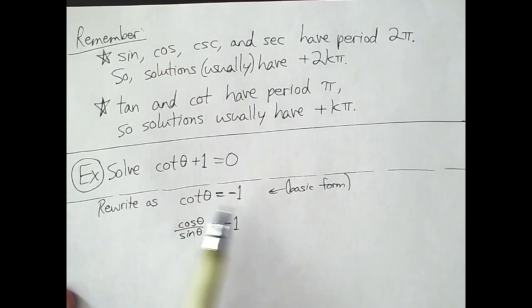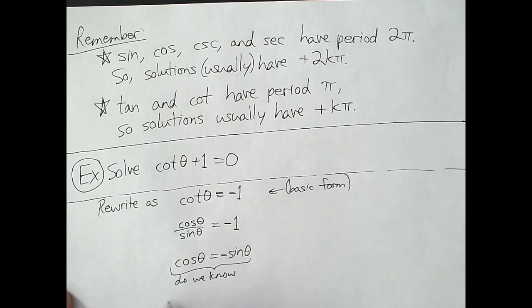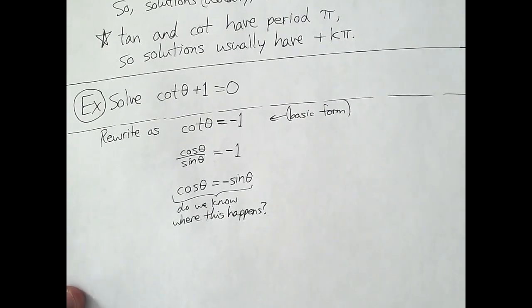Because in fact, we're trying to solve this equation. We can do things that we would do in algebra. We can multiply both sides by something, divide both sides by something. What if we multiply both sides by sine of theta? We get this. This is still equivalent to the original problem. Do we know where this happens? When I say where, I mean for what value of theta? Do we know a single value of theta where this happens, maybe?